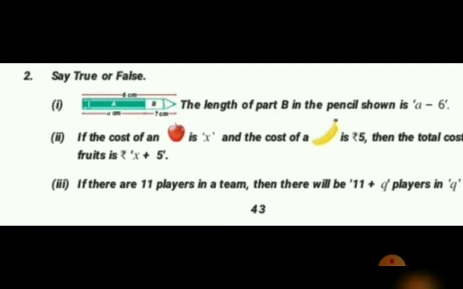So what is the answer? False. The cost of an apple is X, the cost of a banana is 5, total cost X plus 5. True. If there are 11 players in a team, then there will be 11 plus Q players in Q teams. That is false.